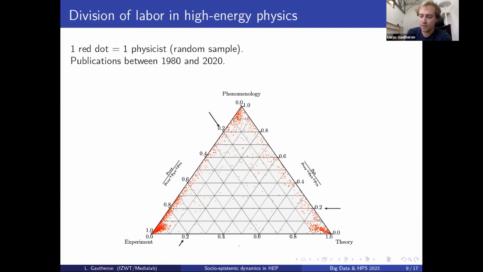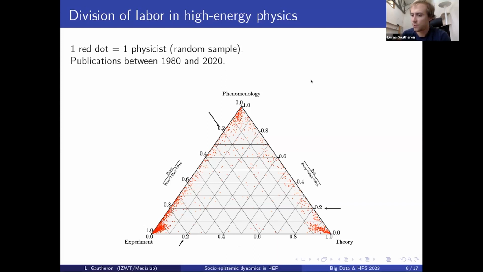Each red dot is a physicist from some random sample, and physicists towards a vertex publish almost exclusively to one of these categories. And so as you can see, we find clusters at each vertex for each category, which means that each category has some sort of its own community. But we do see, however, that physicists combine phenomenological and experimental papers, and that some combine phenomenology with theory. So phenomenology seems to play a special bridging role for the unity of the field.